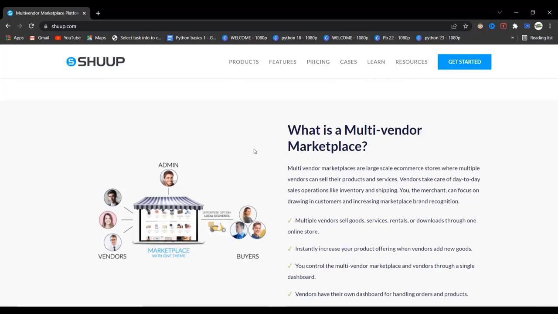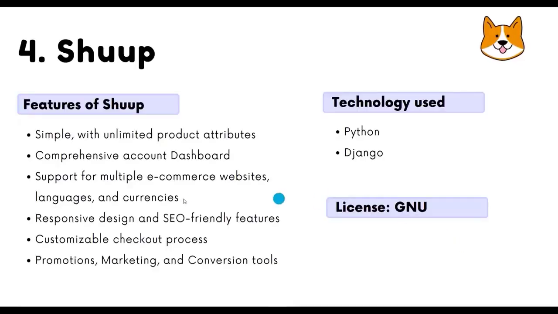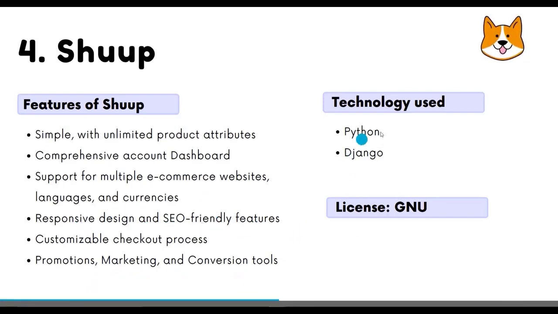on your company needs. So here we have some cool features of Shoop. It is simple with unlimited product attributes. It has a comprehensive account dashboard. It supports multiple e-commerce websites, languages, and currencies. It has responsive design and SEO-friendly features. And yeah, there are many more. So it is built using the technologies Python and Django, and it is under the GNU license.